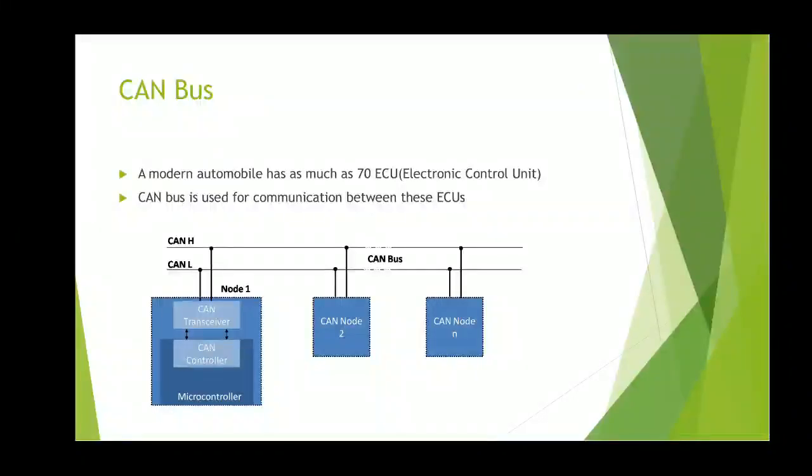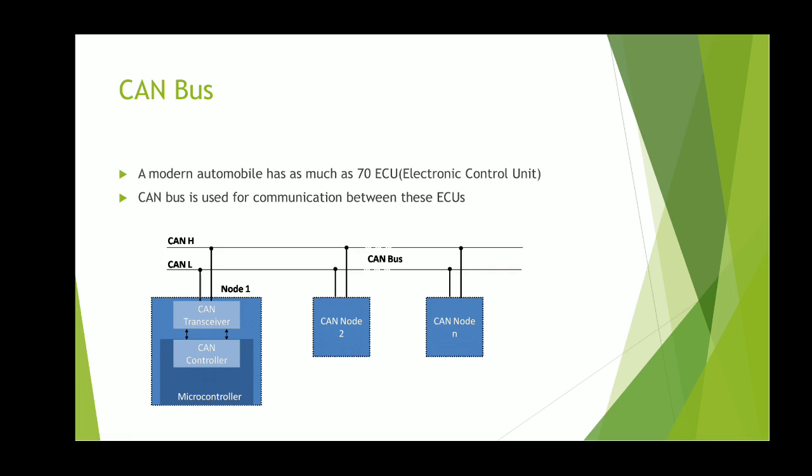A modern automobile has as many as 17 ECUs, or electronic control units. These ECUs are used for managing various sensors and actuators in the automobile. And for the proper operation of the automobile, there should be good communication between these ECUs. Here we will use a CAN bus for the communication between the ECUs.